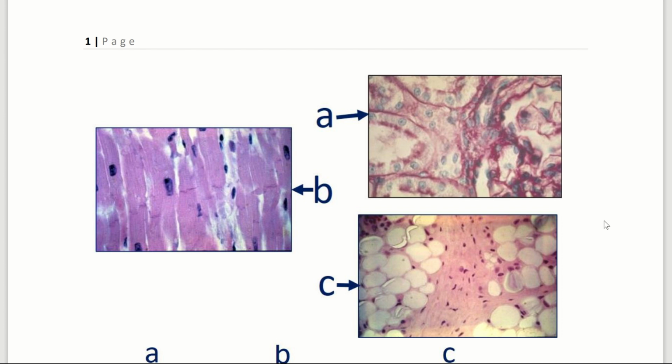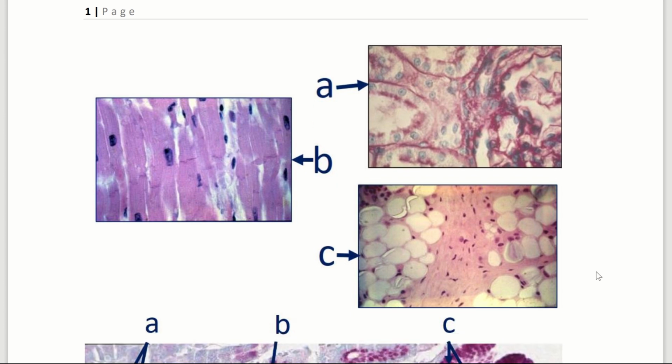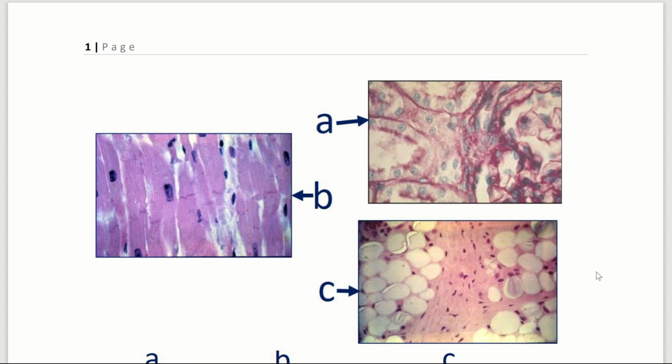So just sit back and take some notes if you want to on these images, and we'll go over some of the important things that I need you guys to know, okay? So this first image, some of the things that we're going to pick up on is that every choice is pointing to a different tissue type, right?